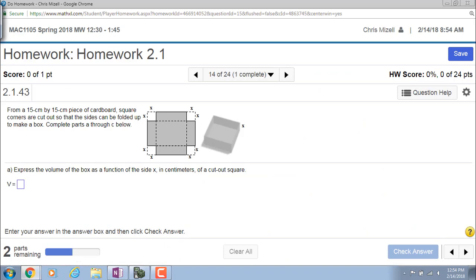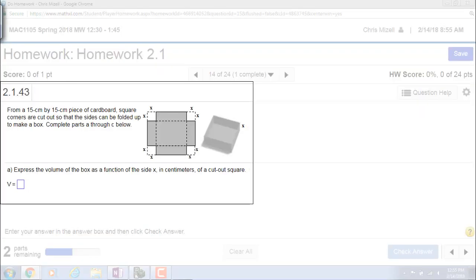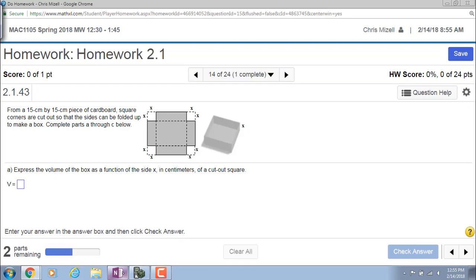Let's look at this next homework question. From a 15 centimeter by 15 centimeter piece of cardboard, square corners are cut so that the sides can be folded up to make a box. Complete parts A through C below. So I'll capture enough of this so we'll see the A part.